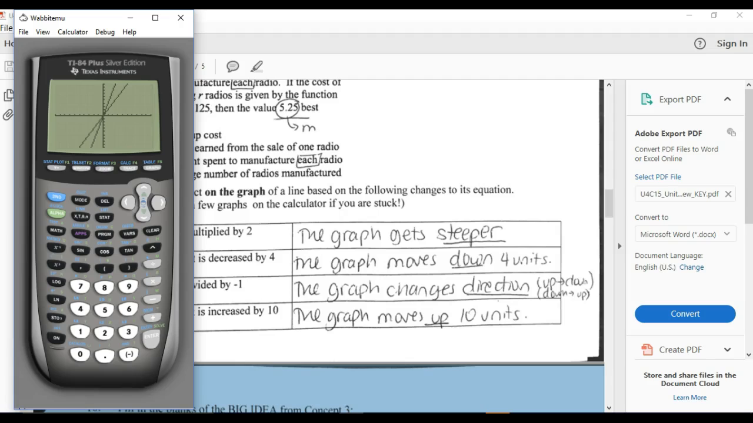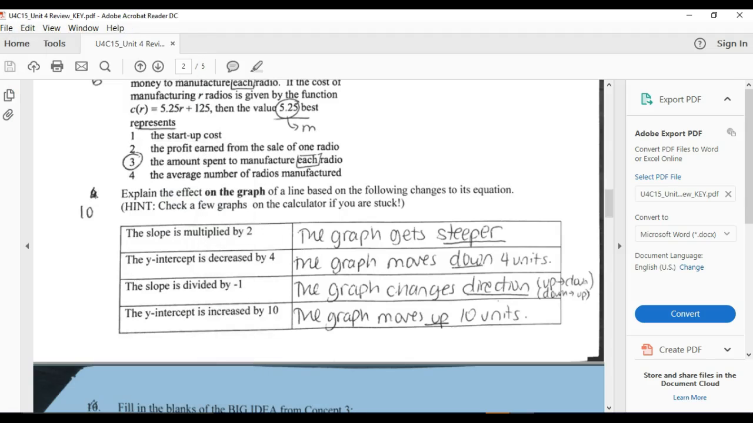And guys, for those who are struggling, steeper means harder to climb. So if you were walking up a hill and you had a choice of 2 hills, the steeper one is the hill you don't want to walk up, because that's the hill you're going to burn a lot of energy on, okay? Second one, the y-intercept is decreased by 4. So just simply the graph moves down 4 units.